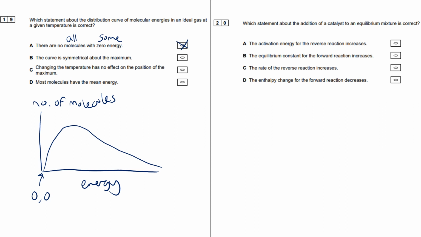The maximum is the highest point of the curve on the y-axis. So this is our maximum here. Is the curve symmetrical about the maximum? No, it's not. It's skewed to the right. If you were to change the temperature, it says that has no effect on the position of maximum. Well, the maximum, the bit that I've just highlighted, will be moved. So for example, if I was to reduce the temperature, the maximum moves to the left, which I've just drawn in there. If I was to increase temperature, the maximum moves to the right.